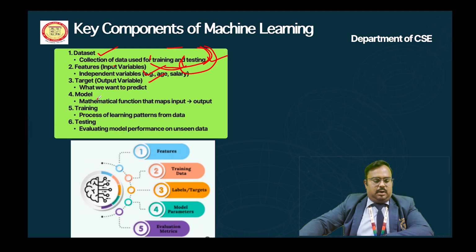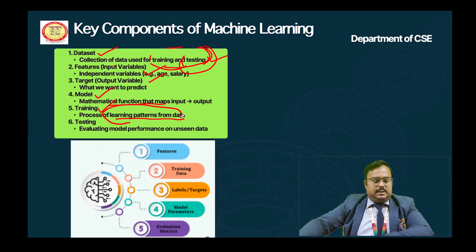Next one is model. A model is nothing but a mathematical function that maps input to output. Normally we have to train a model based on our requirement. Next one is training. Training is the process of learning patterns from data. We collect data from various sources, and after that we go through the process of learning the pattern through the training process.